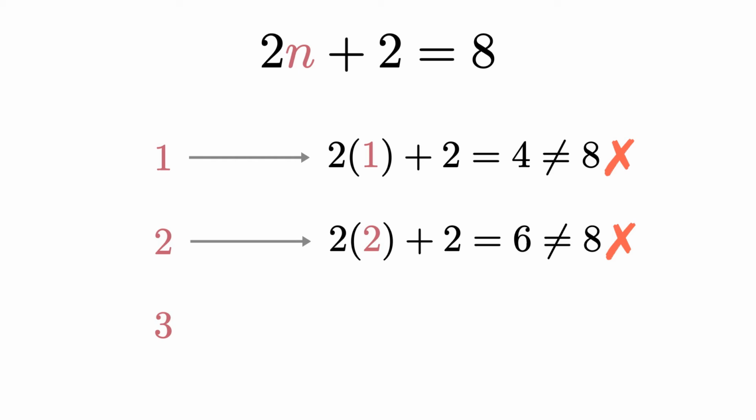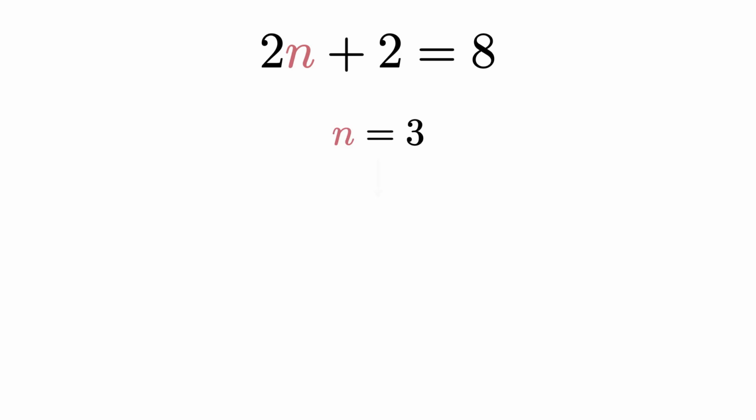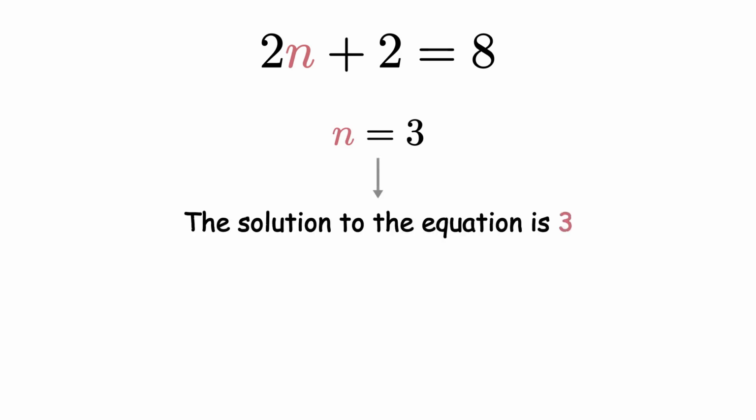Now let's try 3. If we do 2 times 3, we know that's 6, and 6 plus 2 is 8. But is 8 equal to 8? Yes, 8 and 8 are the same values. Therefore this is true, and therefore the solution to this equation would be 3. Now as you see, to figure out what n is, we're basically guessing and checking.